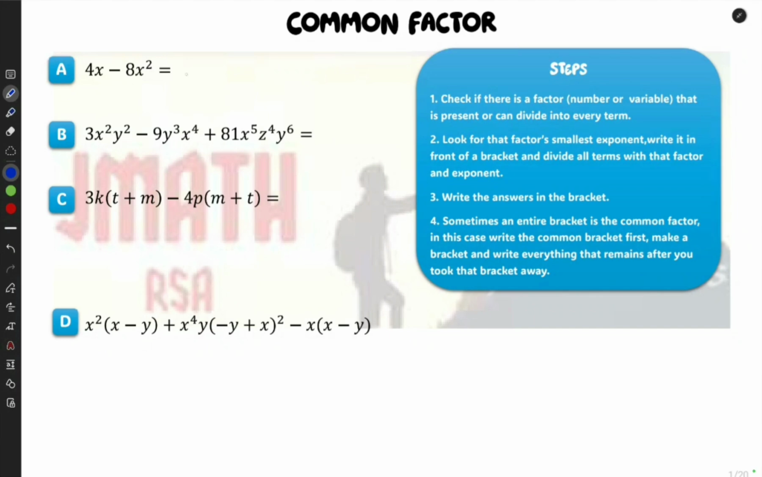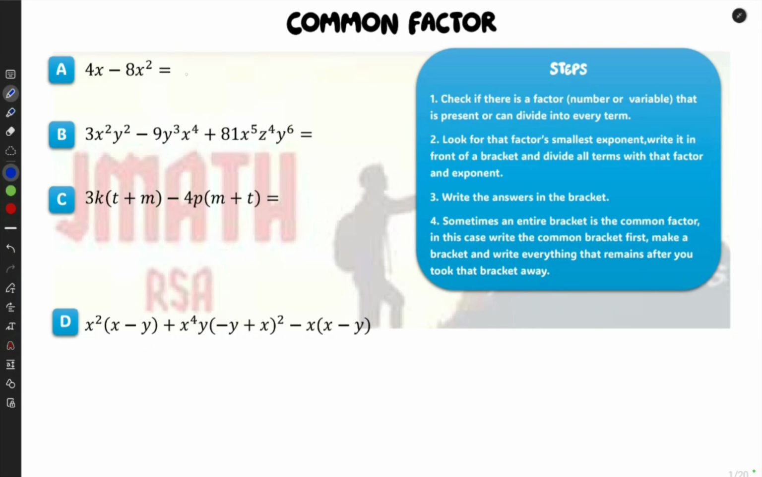Remember, I can't take away more than there was originally. So then you write down the x next to the number and the least exponent that you can spot in the sum. Then you move on to a y and the other variables. You write that in front, make a bracket, and then in the bracket, you write what remains when you divided each term by that common factor. Let's do a few examples so you can see exactly what I mean.